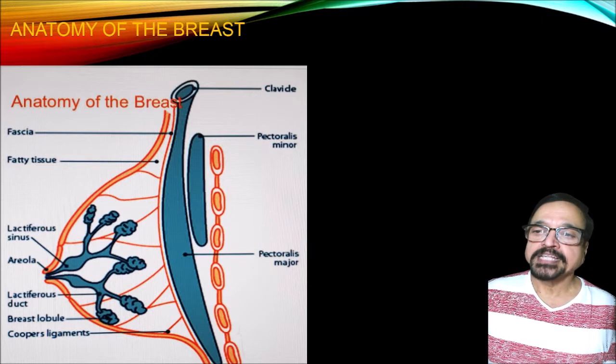Then again pectoralis major, pectoralis minor, then fascia, fatty tissues, then lactiferous sinuses, areola where all the converging glands are, then lactiferous ducts, then breast lobules and Cooper's ligament. All these things need to be known grossly to understand what happens when a pathology takes place.